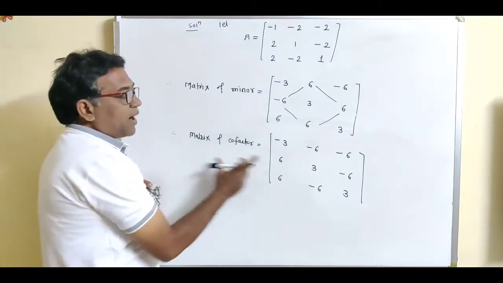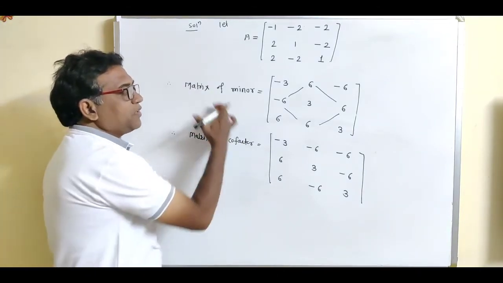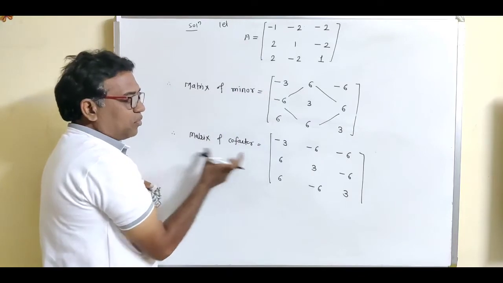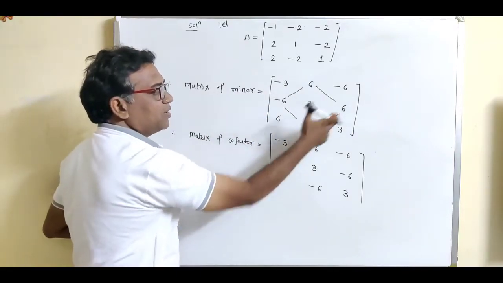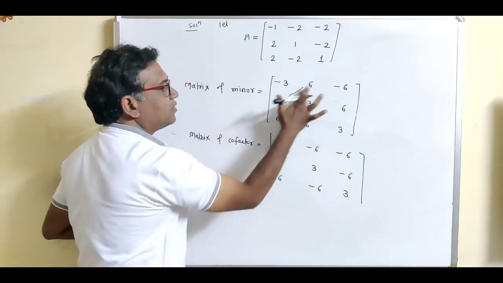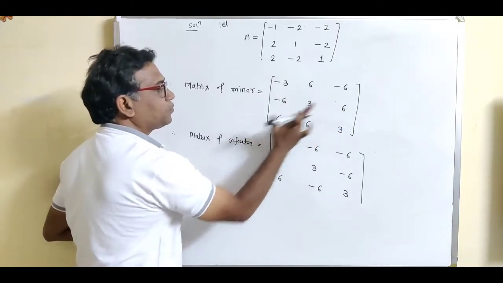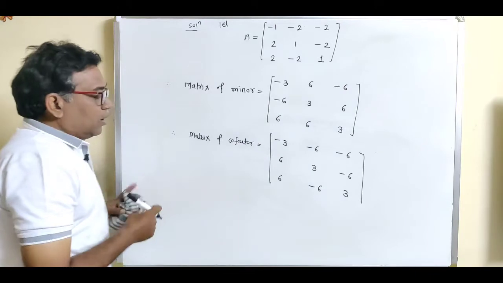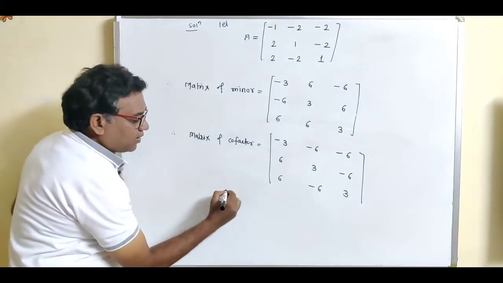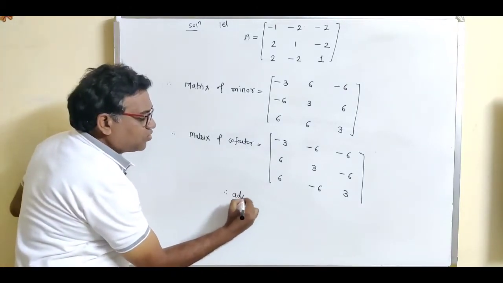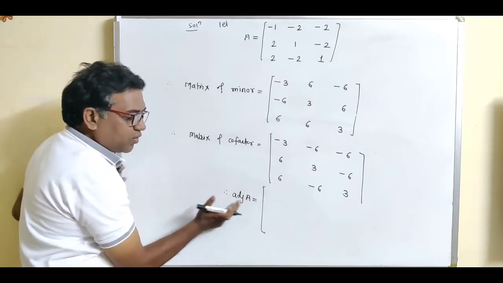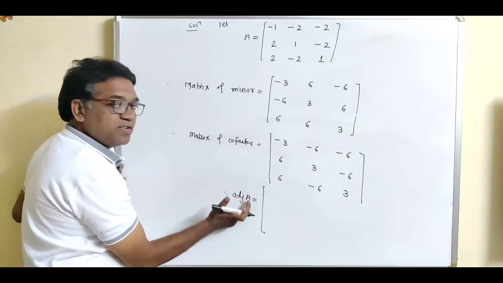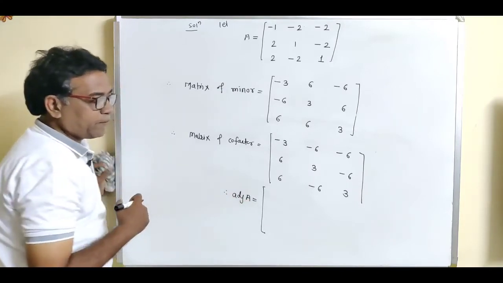So see how to get the matrix of cofactors. If this is the matrix of minors, then how to get the matrix of cofactors? Just change the sign of these 4 elements. It is the matrix of cofactors. Now from the matrix of cofactors, write the adjoint of the given matrix. So this is the notation for adjoint, ADJ of matrix A. That is called the adjoint of A.